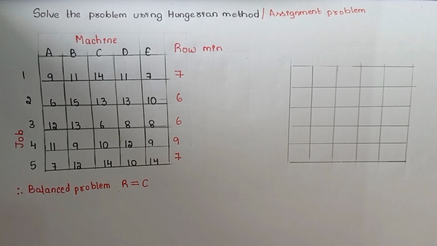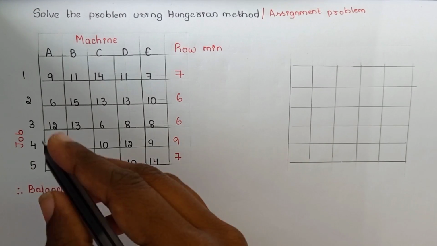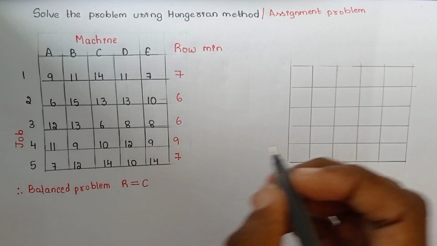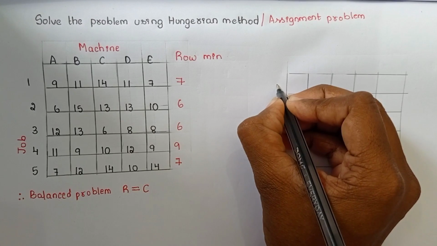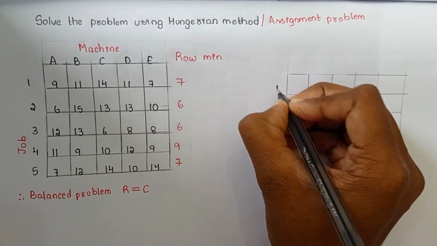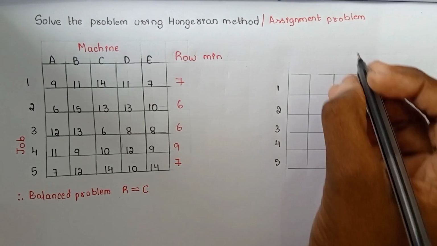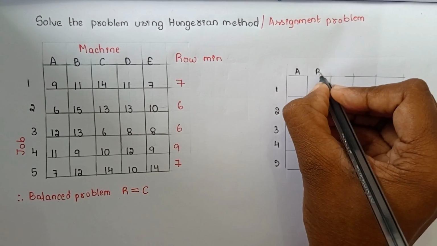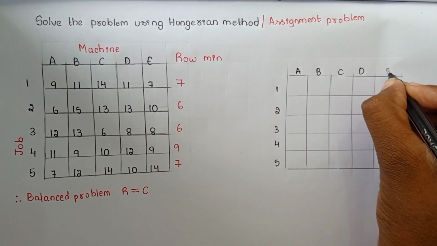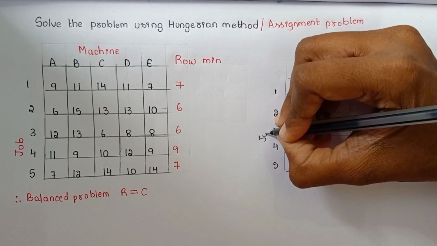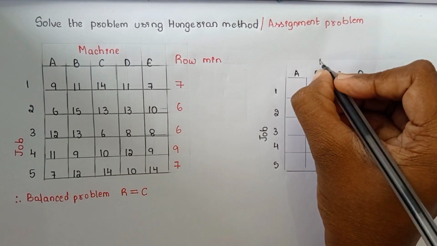So for the third step we have to write the matrix the same as in the question. Okay, so let me mark the jobs and machines. 1 2 3 4 and 5. The machines are A, B, C, D and E. So these are the jobs and these are the machines.